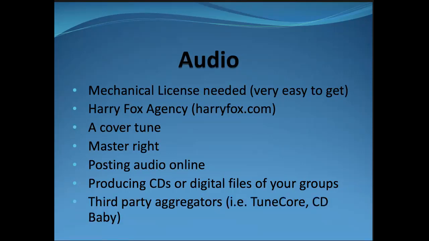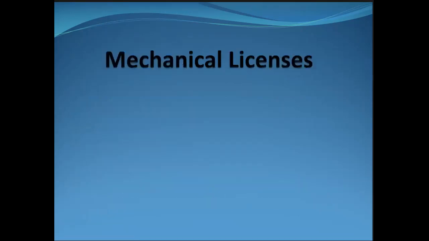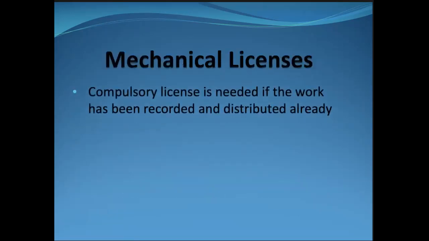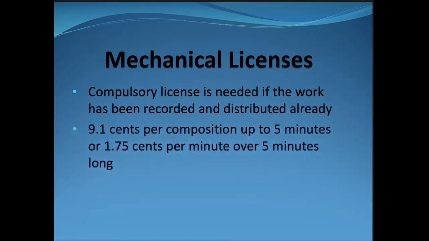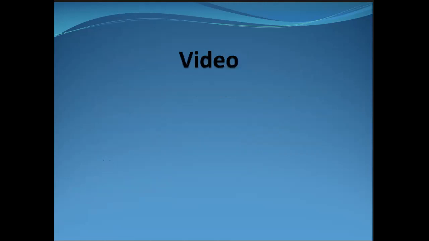There are third-party aggregators like TuneCore and CD Baby. There are ways to get these done and secure licenses and get your stuff on all the digital platforms. So mechanical licenses, they're compulsory. It's a compulsory license if the work has already been recorded and distributed to the public. And the cost is 9.1 cents per composition, or up to 5 minutes, or 1.75 cents per minute over 5 minutes. So that's the pricing there. And Harry Fox is the place to get it.